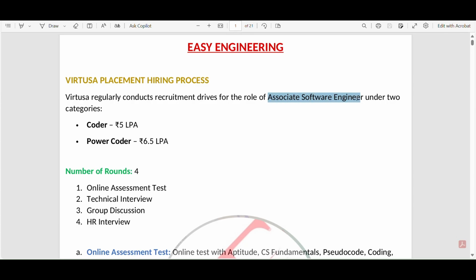For this role, you are going to write the tests under two categories. For this associate software engineer role, you also have two categories: one is coder and another one is power coder. This will be based on the coding round. In the coding round, you will have some number of codes. If you have solved partial codes, meaning if there are four codes and you solve two or three, then you will be assigned to the coder role. If you have solved four out of four, then you will be assigned to the power coder role.